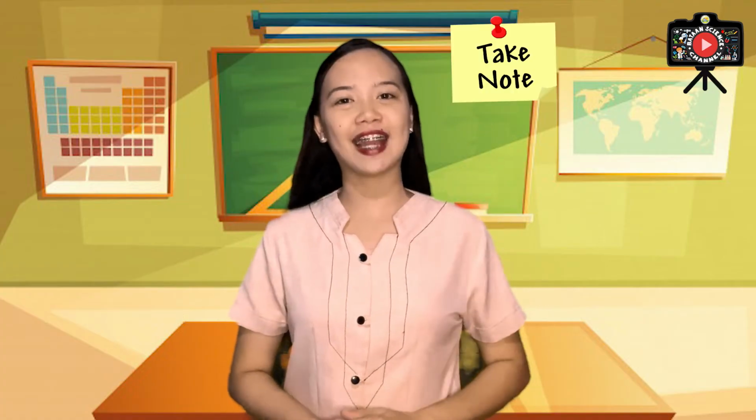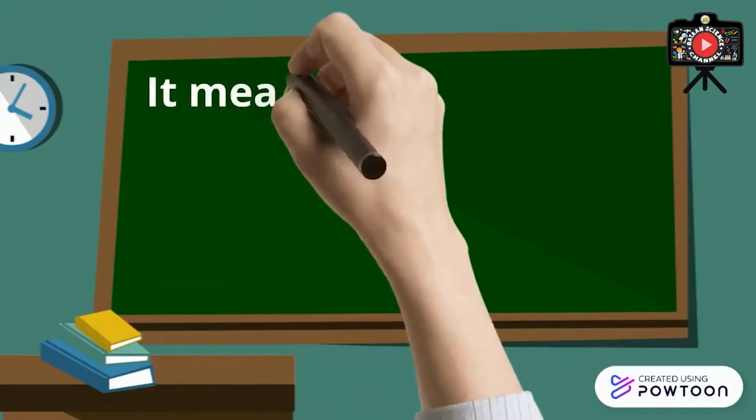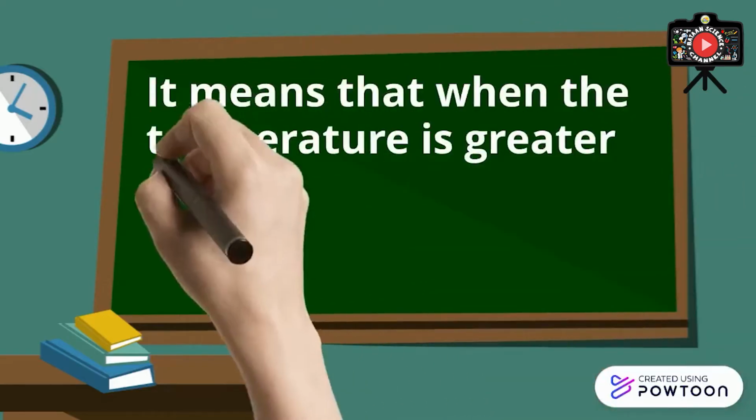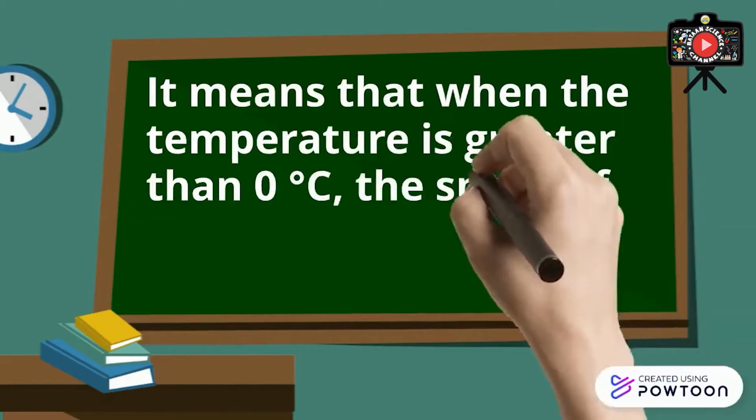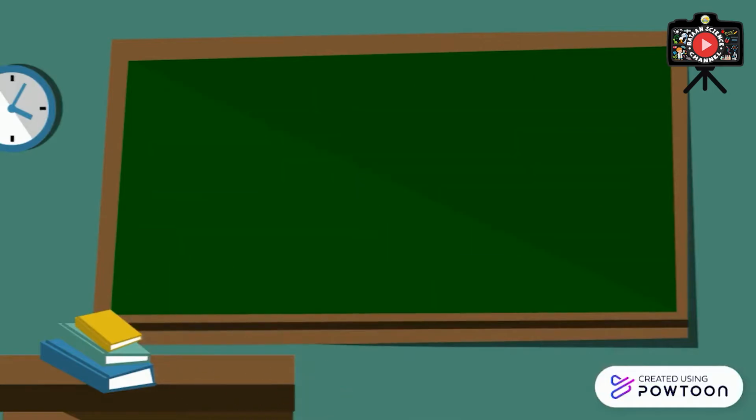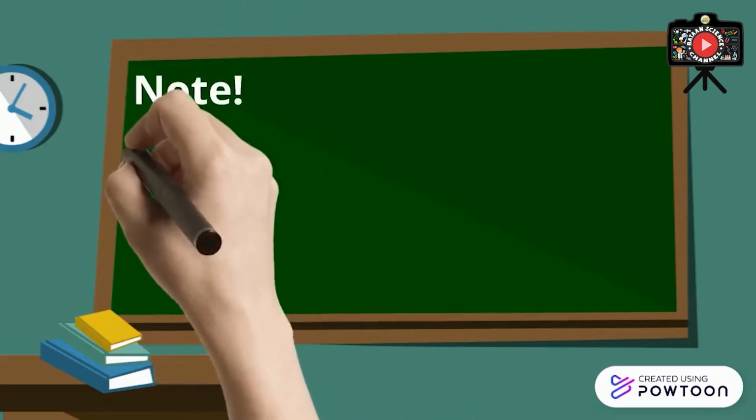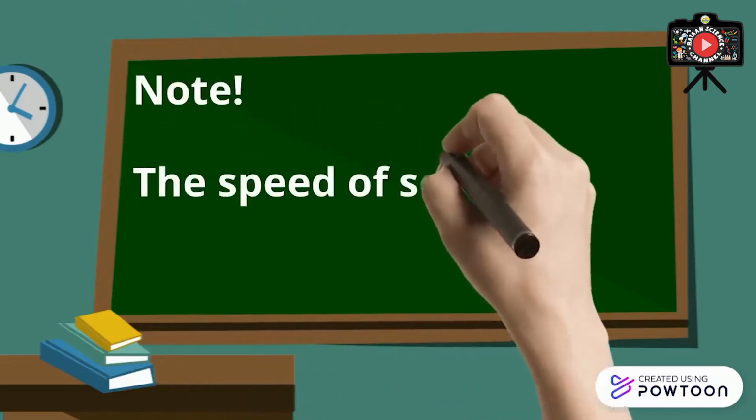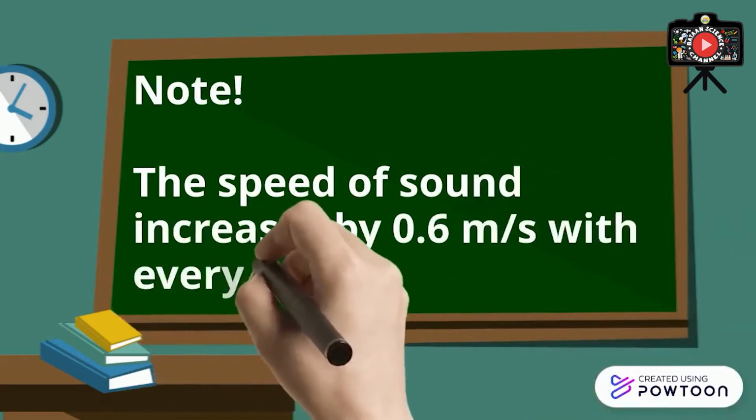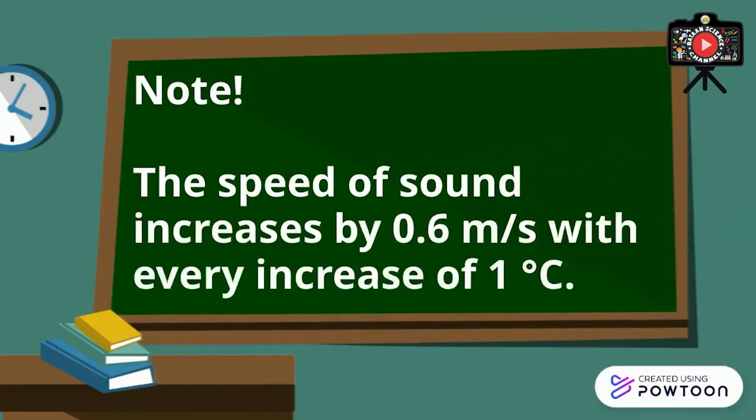Take note that in dry air, which is at 0 degrees Celsius, the speed of sound is 331 meters per second. It means that when temperature is greater than 0 degrees Celsius, the speed of sound is greater than 331 meters per second. The speed of sound increases by 0.6 meters per second with every increase of 1 degree Celsius.